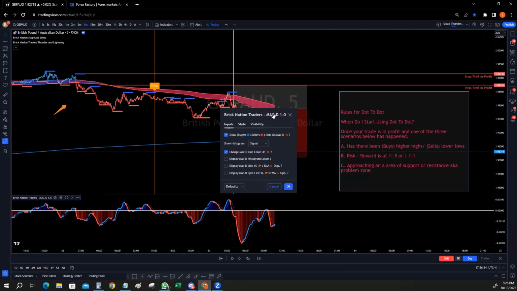So one of our indicators is the MACD, Brick Nation. There's a lot of variations on here. We're going to have checked for dot to dot logic. It's show dots for buyers and sellers coming in and change MACD line. All right, so I have that checked on there.